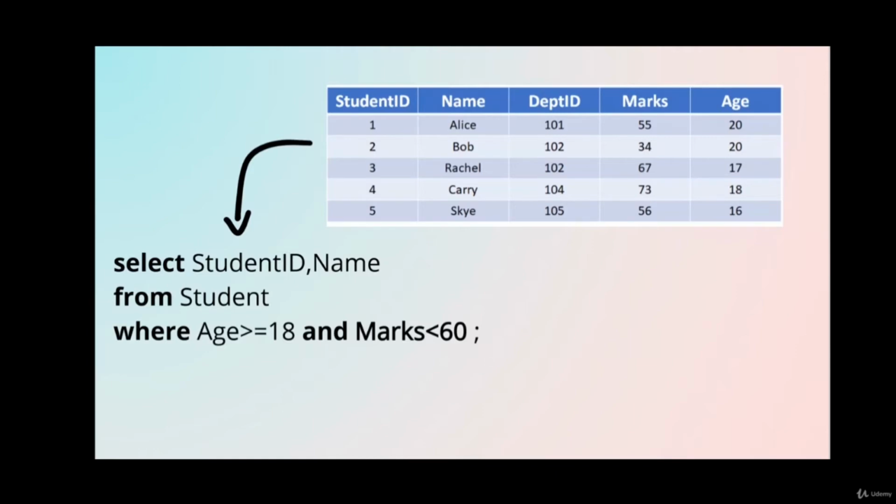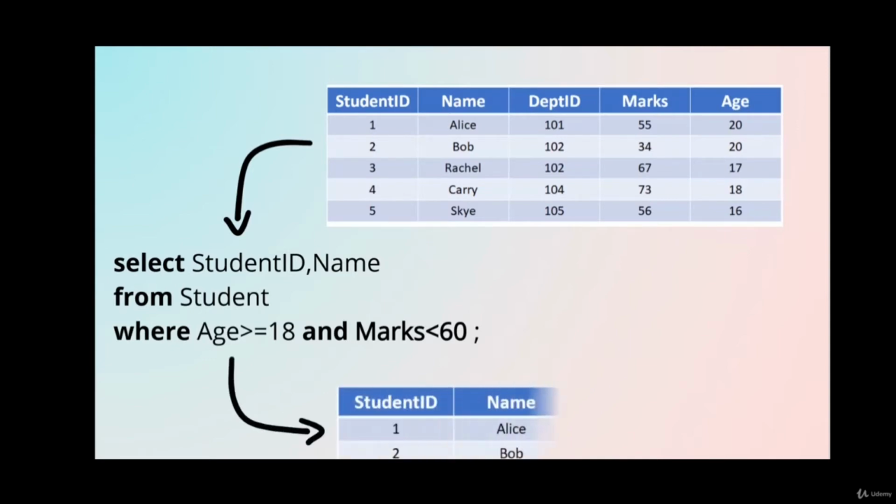After executing this query, it will filter out the table according to the condition. In this table, only Alice and Bob have age greater than or equal to 18 and marks less than 60, so their student ID and name is displayed.